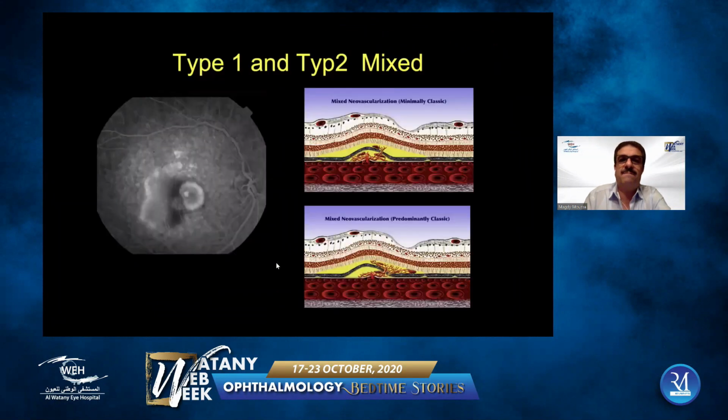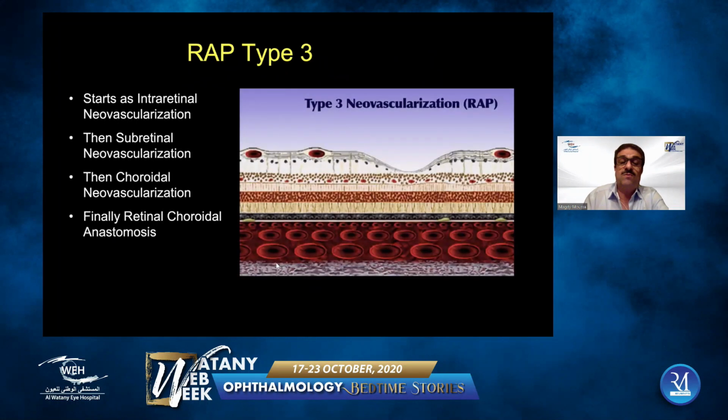We used to have type 1 and type 2 mixed like this picture, but this is in the old days where we used to use PDT, where we had predominantly classic and predominantly occult, and it's not an issue these days. Let's go to the third type, which we don't see much, but we sometimes misdiagnose or see very late, so we don't properly diagnose it, which we call RAP, or retinal angiomatous proliferation.